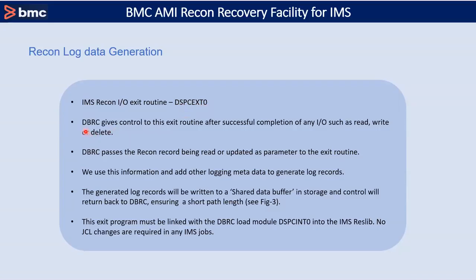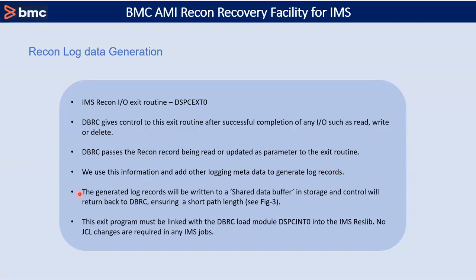DBRC gives control to this exit routine after successful completion of any IO operation to the RECON. When it gives control to this routine, it also passes the record that is being updated as a parameter to the routine. So we use this information and add other logging metadata like the timestamp, sequencing, grouping, and all that, so that it looks like a log record that we can sort and perform other operations on.